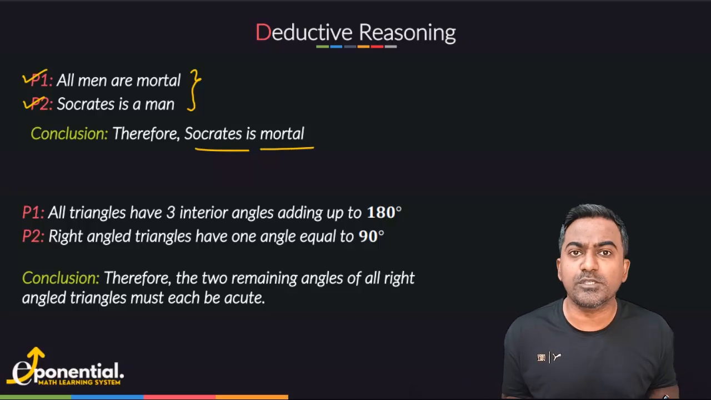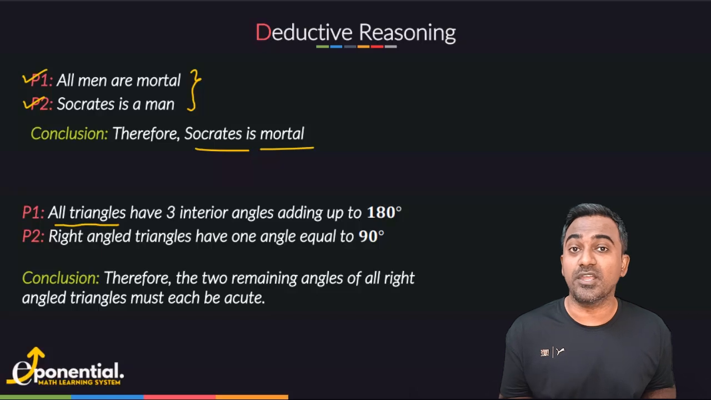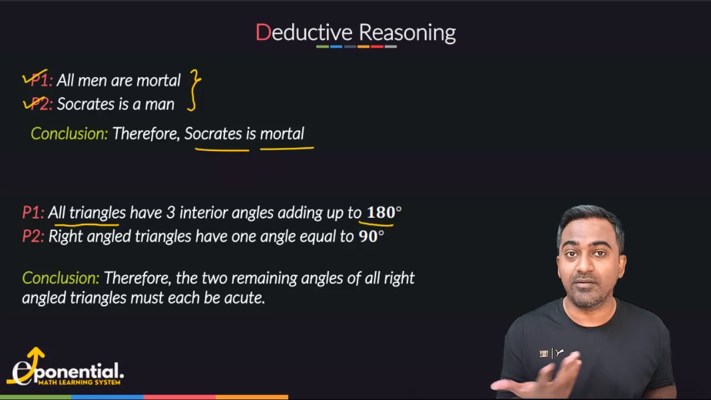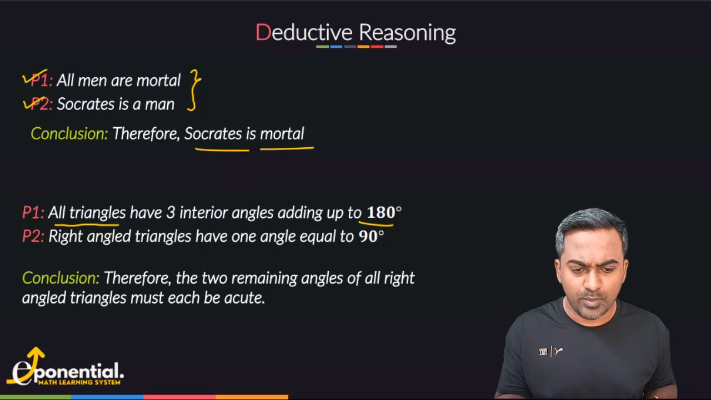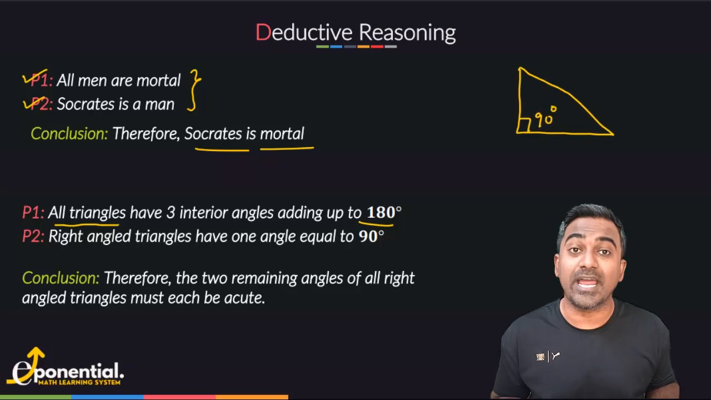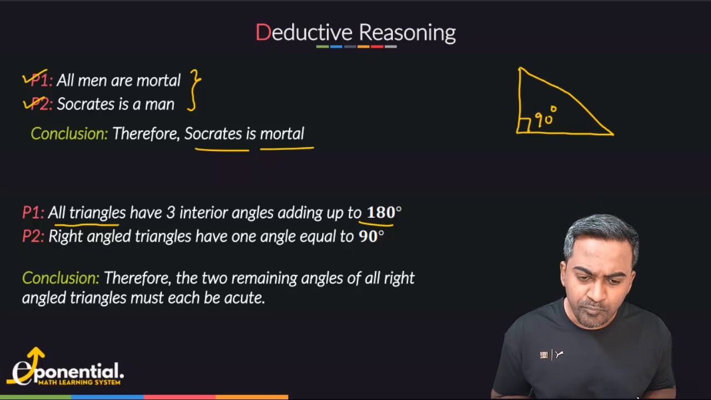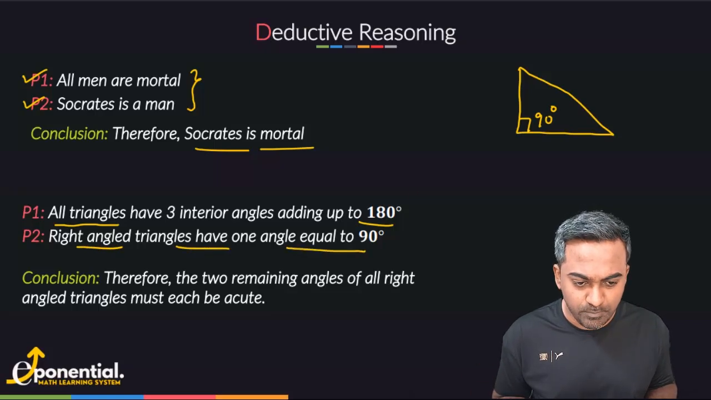Giving you an example from the perspective of geometry, let's suppose we know that all triangles have three interior angles that add up to 180 degrees, right? Now, right angle triangle, you must be familiar with it. It has one angle which is equal to 90 degrees, right? A little visual may help you better. So this is a right angle triangle. One angle is 90 degrees in it. So, right angle triangles have one angle equal to 90. These are the two supporting statements.